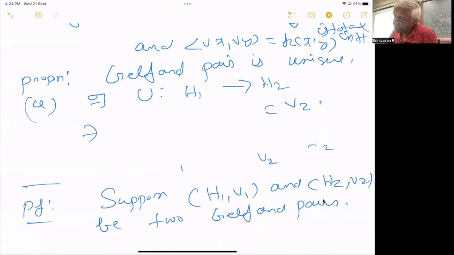Okay. This is just V2 is equal to V1 composed with unitary. Okay. That's how it works. Yeah. Good. So, yeah. V1 lands in H1 and you apply it and you get this. Yeah. Okay.